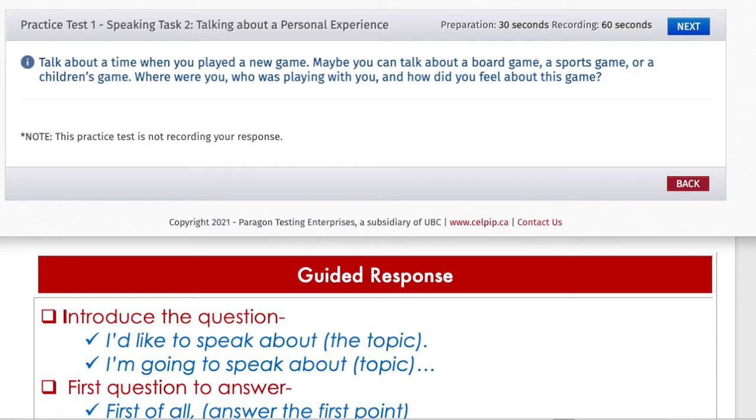So now we want to use our guided response to answer this question. The first part is introduce the question. So we can start by "I'd like to speak about a time when I played a new game called chess," or "I'm going to speak about a time when I first played tennis," because it can be a sport. Okay?